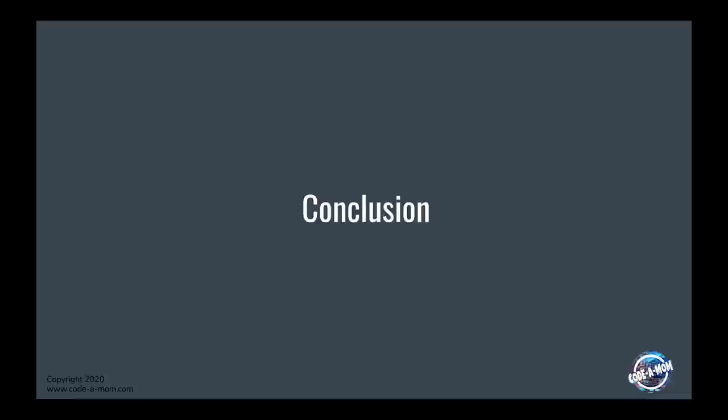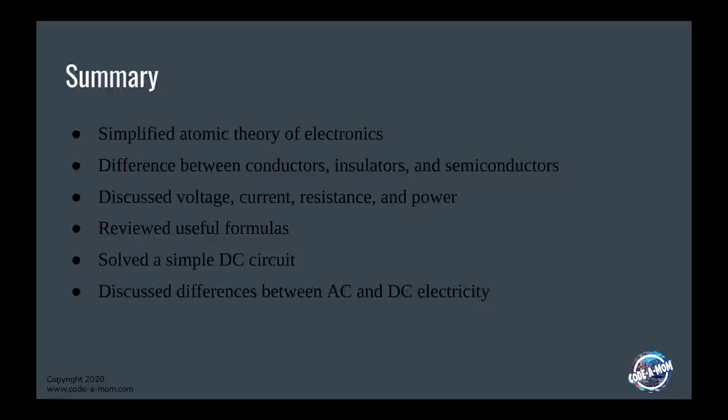So that's it for this video. I hope it wasn't terribly boring. I tried to give enough foundational stuff that you have an understanding. When we start talking about digital circuits, you'll know where we're coming from, and the terms won't be as frightening to you. So we talked about basic atomic theory of electronics, discussed how conductors, insulators, and semiconductors are different in terms of their ability to allow electron flow.